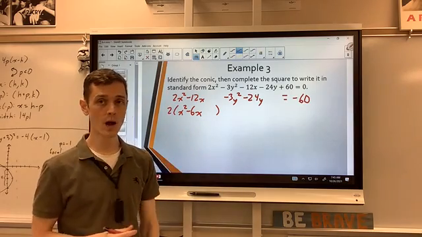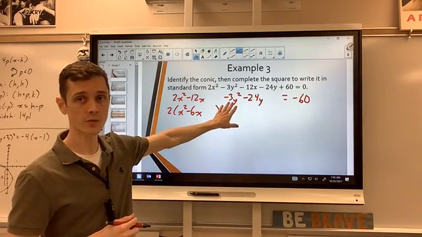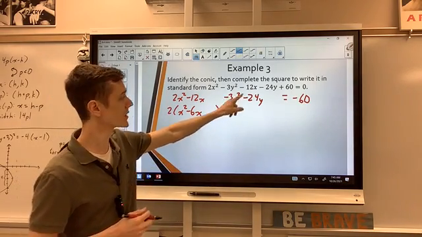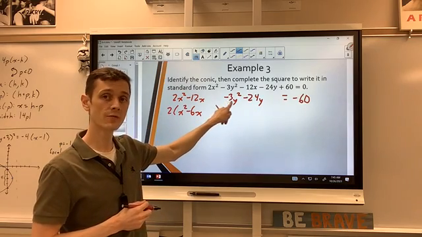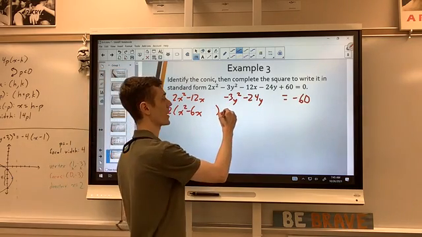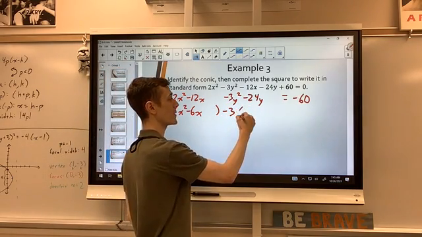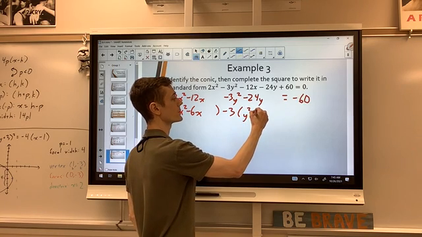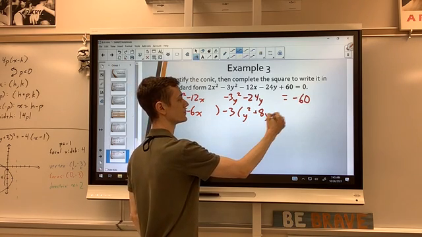Same thing is happening for the y's. I do have a number on the y squared. And this time I have to complete the square with it because I do have a y to the first power. So I need to factor out this number that's attached to the y squared. So I'm going to take negative 3 out, which will leave me with y squared plus 8y.